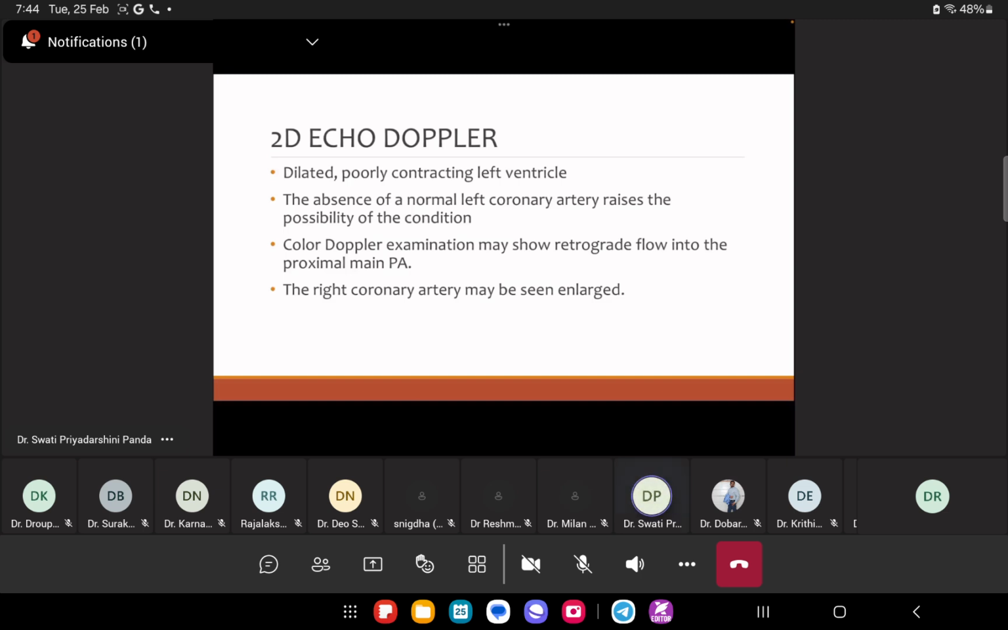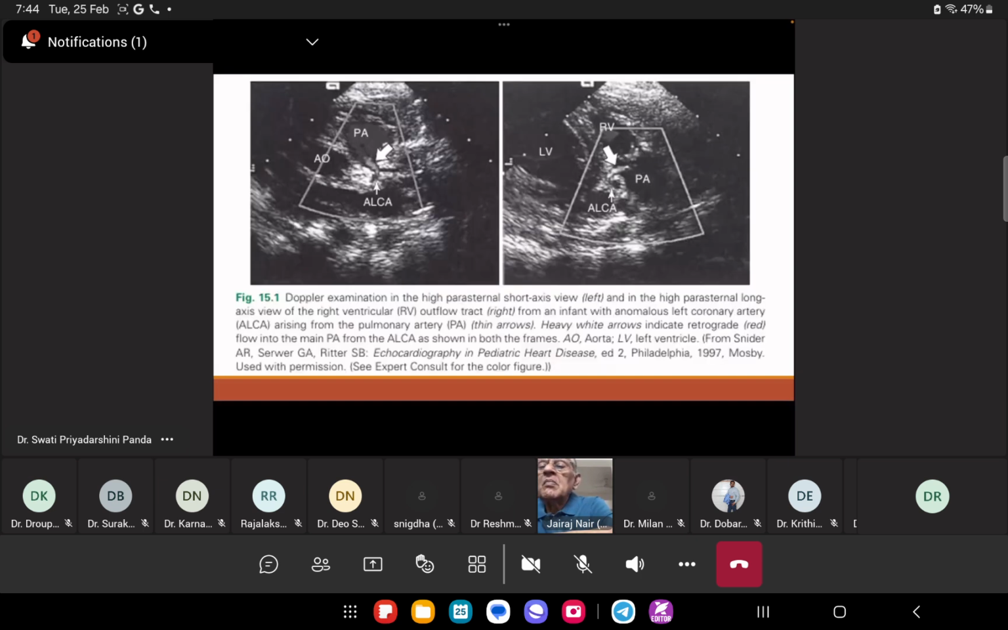2D echo Doppler shows a dilated and poorly contracting left ventricle. The absence of a normal left coronary artery raises the possibility of this condition. Color Doppler examination may show retrograde flow into the proximal main pulmonary artery. The right coronary artery may be seen enlarged. This is the color Doppler echo.